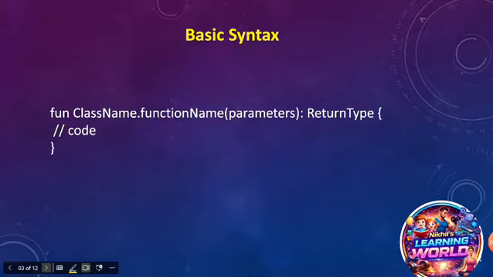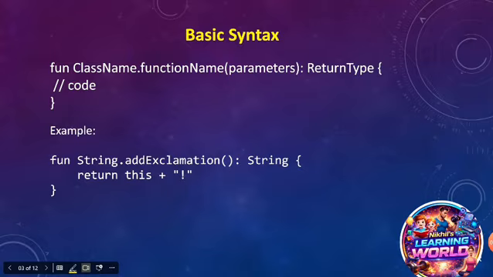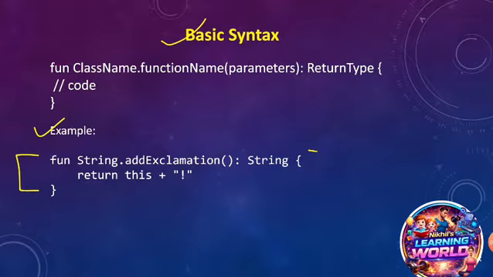Okay, the basic syntax. In a simple way, you write the fun keyword, the class name and function name, whatever parameters you can pass, and the return type. For example, you can see fun String.addExclamation(): String, and it will be written in string format. In this extension function, we will return the string with an exclamation operator.